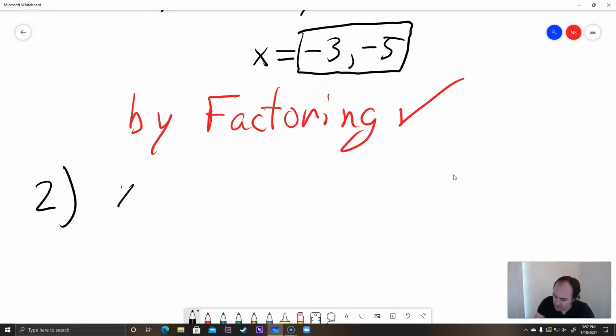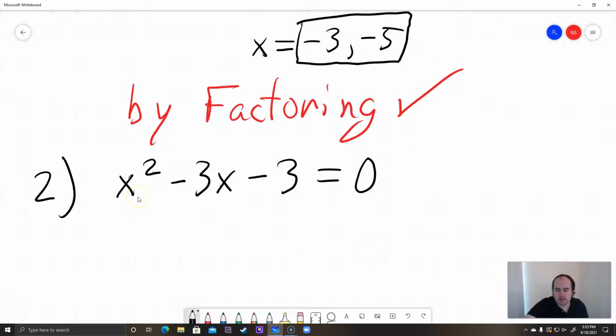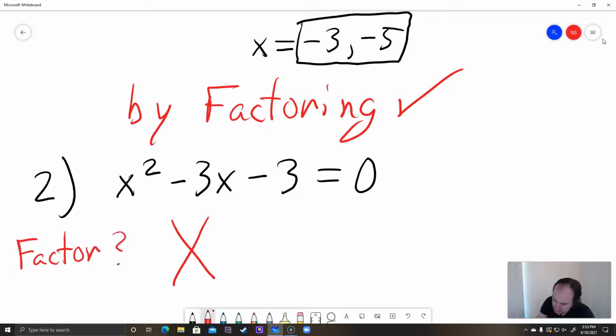For this one, we want to solve x squared minus 3x minus 3 equals 0. I was looking at the wrong problem. So x squared minus 3x minus 3 equals 0. Now what we need to do here is, if you want to, you can try to factor it. But if we try to factor this, I'll put factor with a question mark.